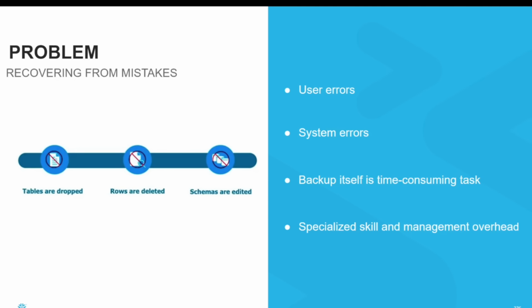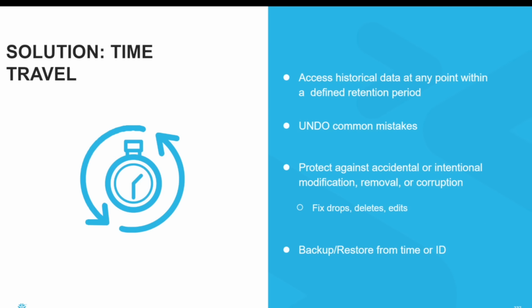Now, how do we solve these problems in Snowflake? Snowflake has given a solution which we call time travel. As the word means, you have to go to a certain point in time to fetch something out of the databases, right? So time travel can access historical data at any point within a defined retention period.